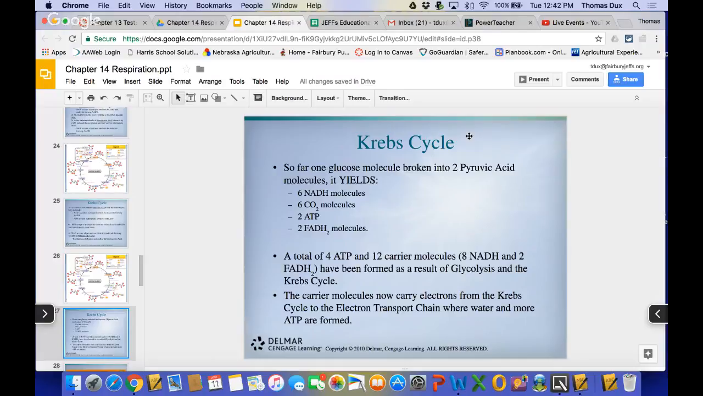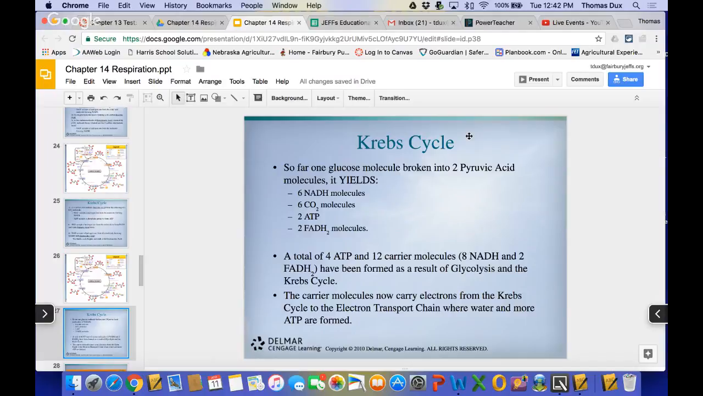Anybody know where the electron transport chain is probably going to be taking place? Mitochondria. It is, but what part of the mitochondria? Think about where the electron transport chain is. The membrane. Well, this Krebs cycle takes place in the matrix, but you're right.